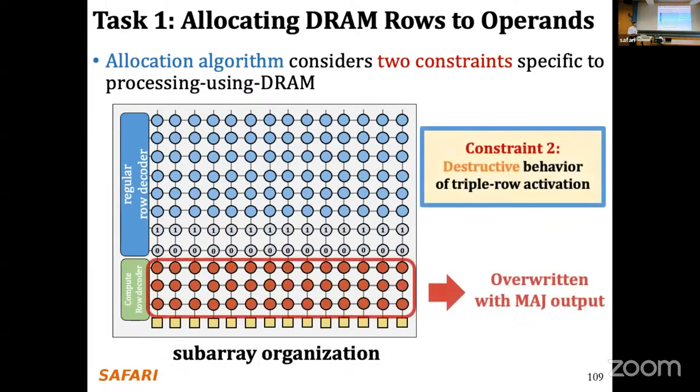And the second constraint is the destructive behavior. When you do a triple row activation of three rows, the output of the triple row activation is going to be stored in the three rows themselves, and you are going to lose the initial data that was stored there.